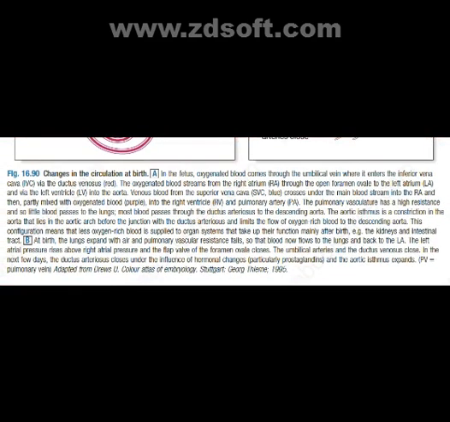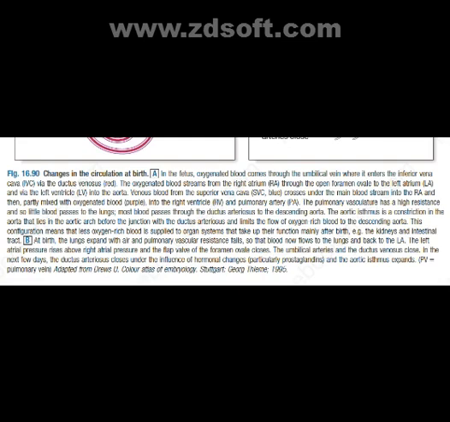Now the changes in the circulation at birth. Figure A shows that in the fetus, oxygenated blood comes through the umbilical vein where it enters the inferior vena cava via the ductus venosus. The oxygenated blood streams from the right atrium through the open foramen ovale to the left atrium and via the left ventricle into the aorta. Venous blood from the superior vena cava crosses under the main blood stream into the right atrium and then, partly mixed with oxygenated blood, into the right ventricle and pulmonary artery.